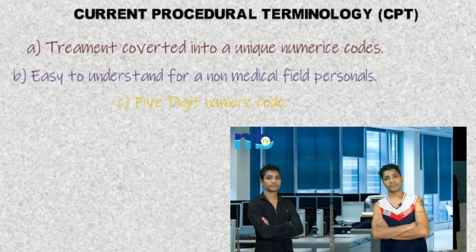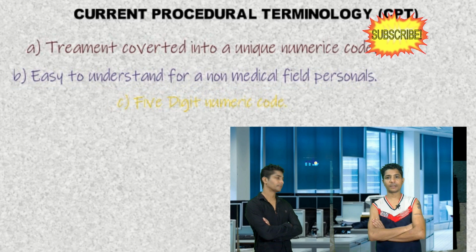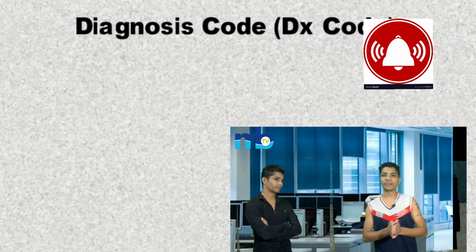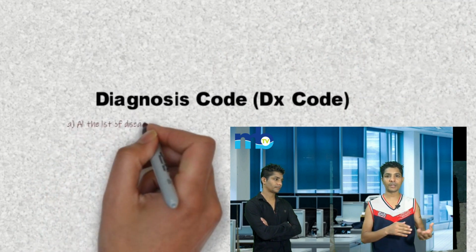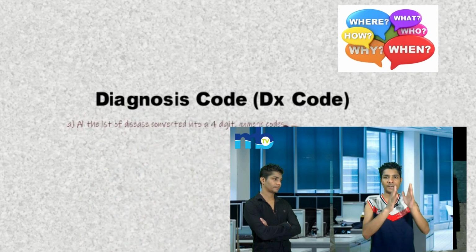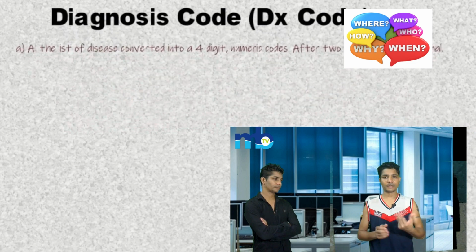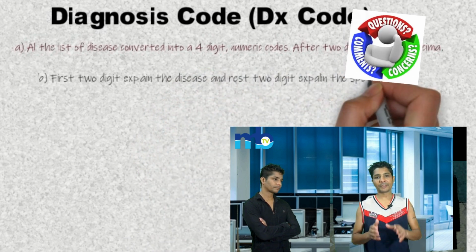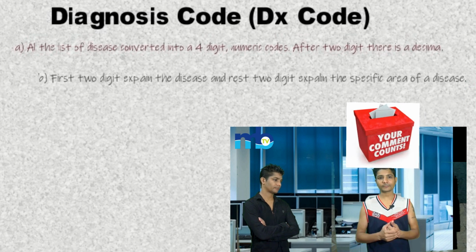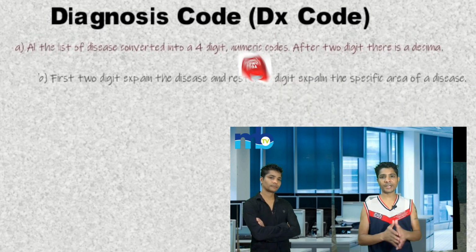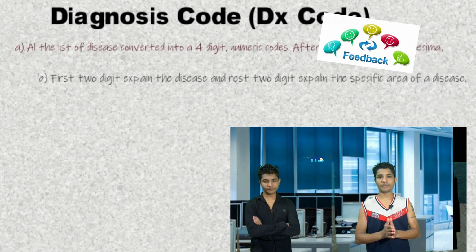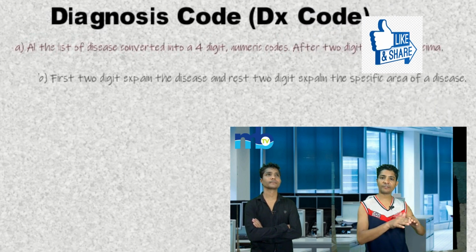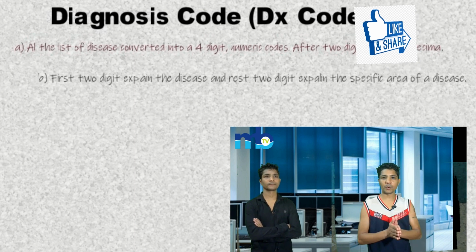So guys, let us start with the next topic, which is the diagnosis code, DX code. Like we understood that to make it easy, we have converted all the treatments into unique codes. Likewise, they have converted the list of diseases into unique codes. The first three characters explain the disease, and after the decimal, the remaining digits explain precisely what the disease is. So it is easy for common people, because it is just a code for us, not a disease name. That is what the diagnosis code is, in which we have converted all the diseases into unique codes, that is the DX code.